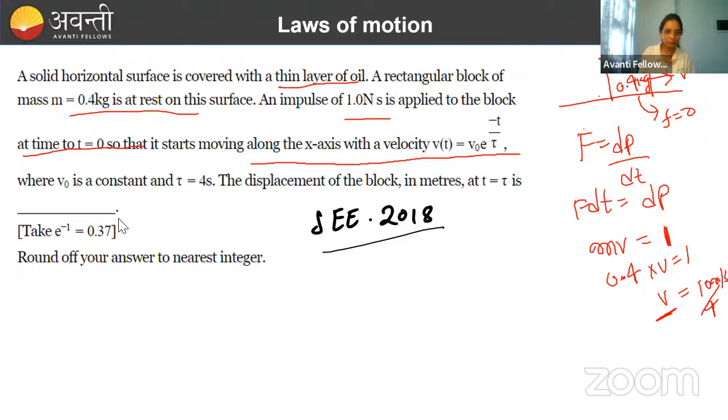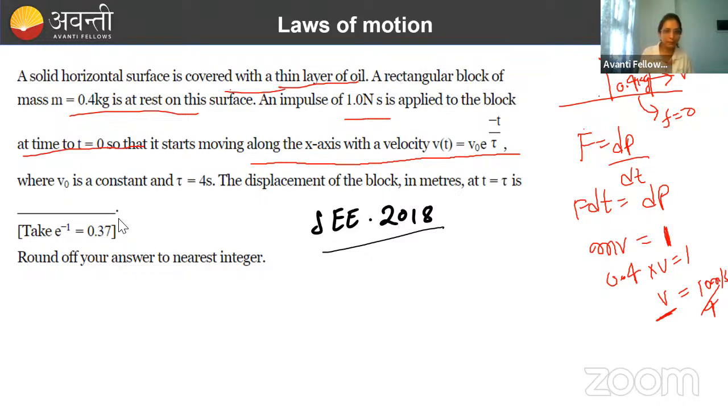That is, if we keep t equal to 0, then what is the velocity? Then my velocity is how much? If you put t equal to 0, then velocity will be how much? It is 0 now. Done.